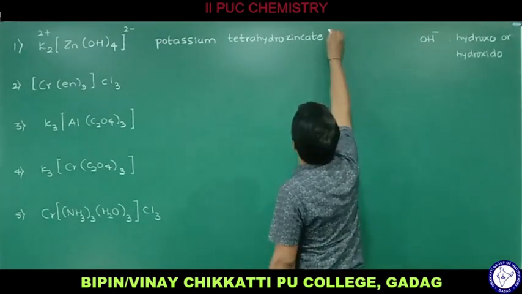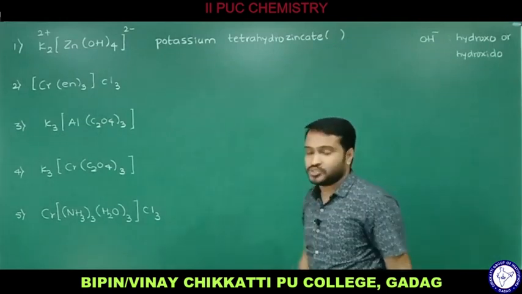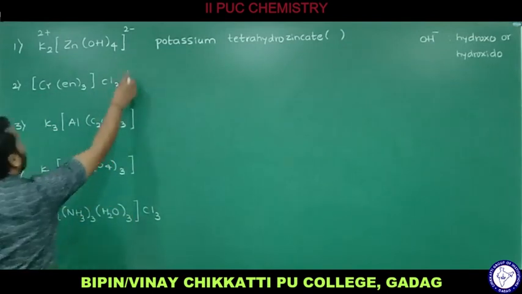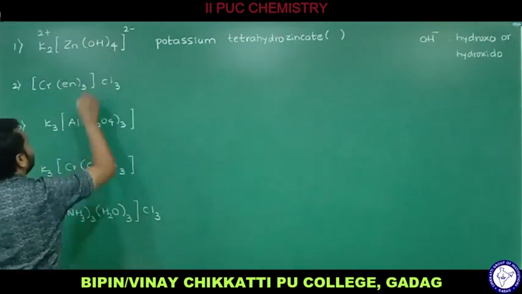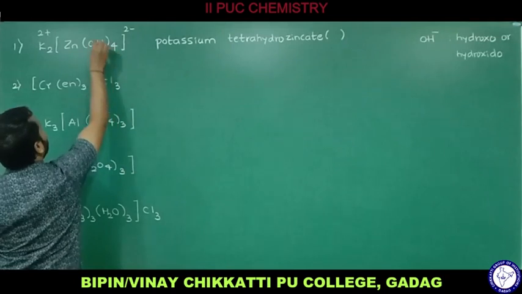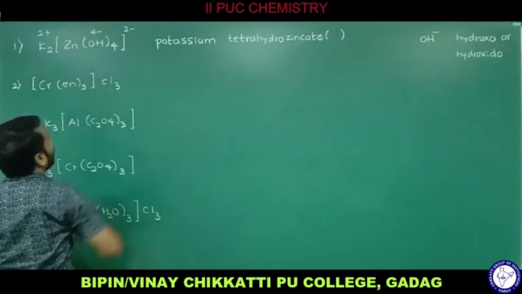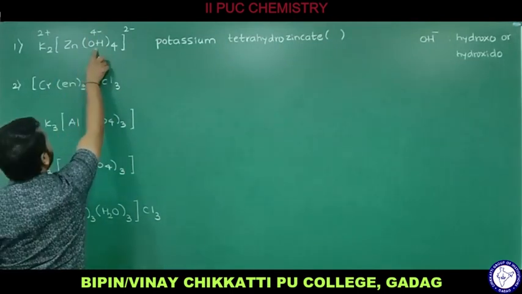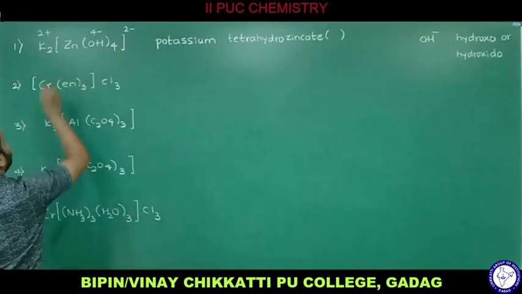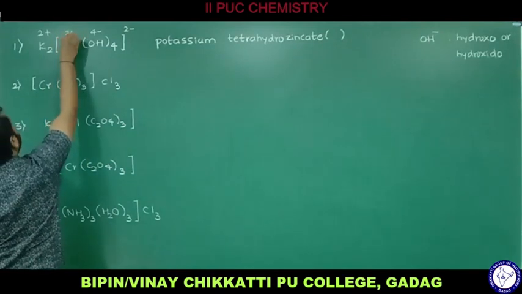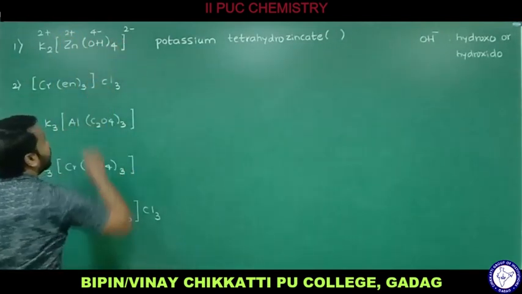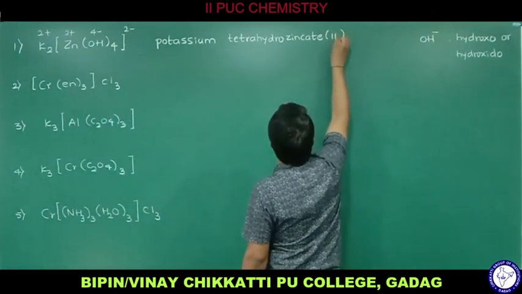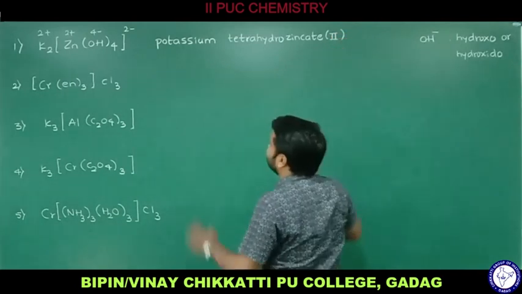And now we need to write the oxidation number in a bracket. So what is the oxidation number of zinc, the central metal atom? The charge of the complex is 2 minus. The charge of OH is minus 1, totally 4 we have, 4 minus I write. And now what about the charge of zinc? If you add it with this 4 minus, we are going to get a 2 minus. Therefore one can say this should be 2 plus, because 2 plus minus 4 we are going to get minus 2. Therefore the oxidation number of zinc will be 2. So this is the method how to calculate the oxidation number.